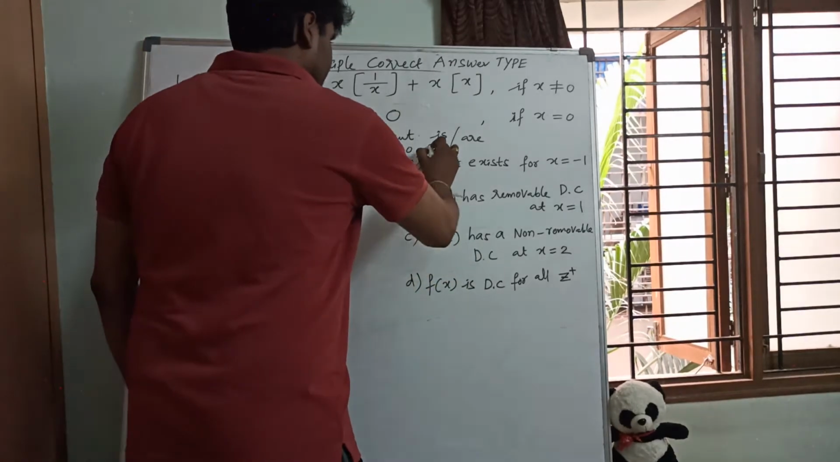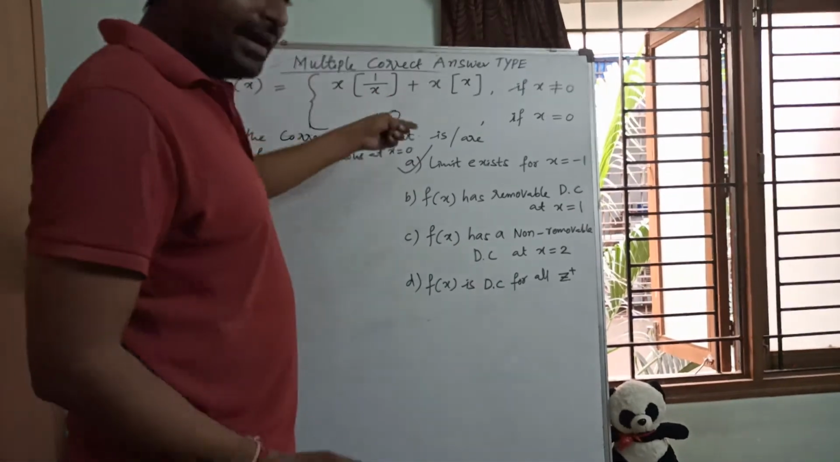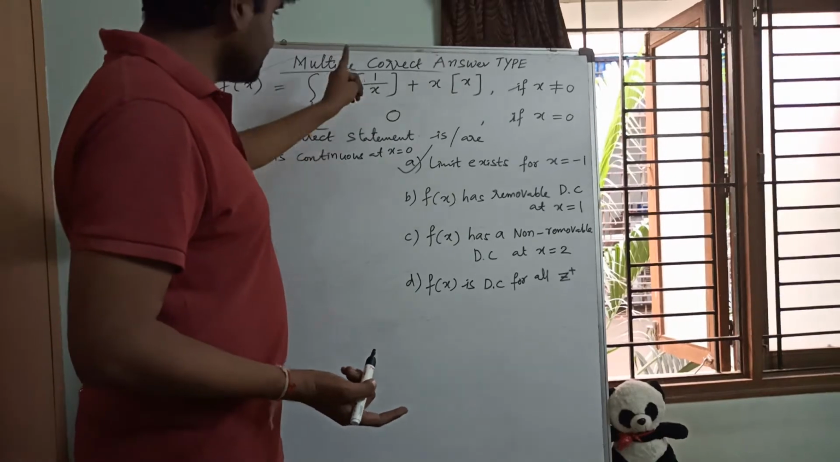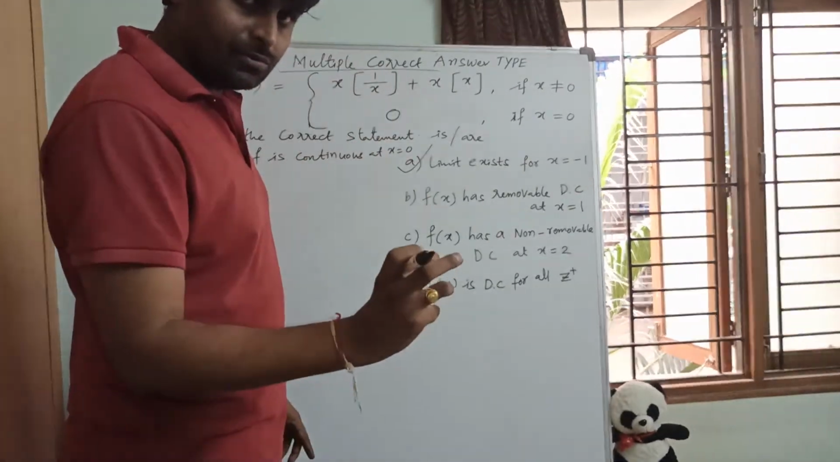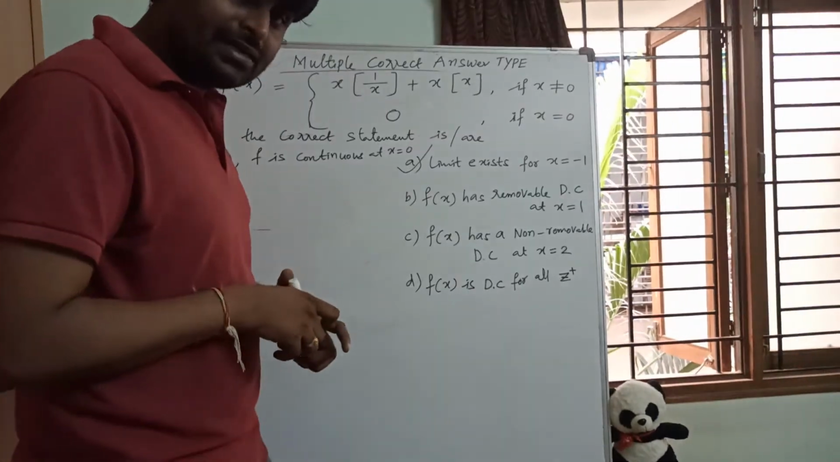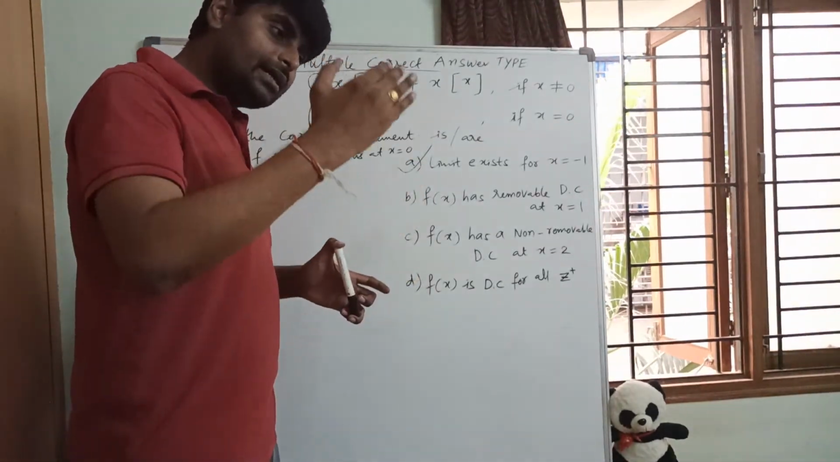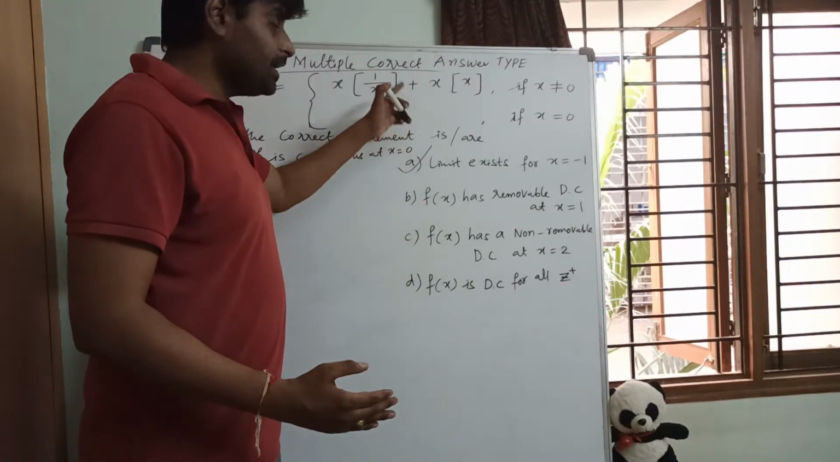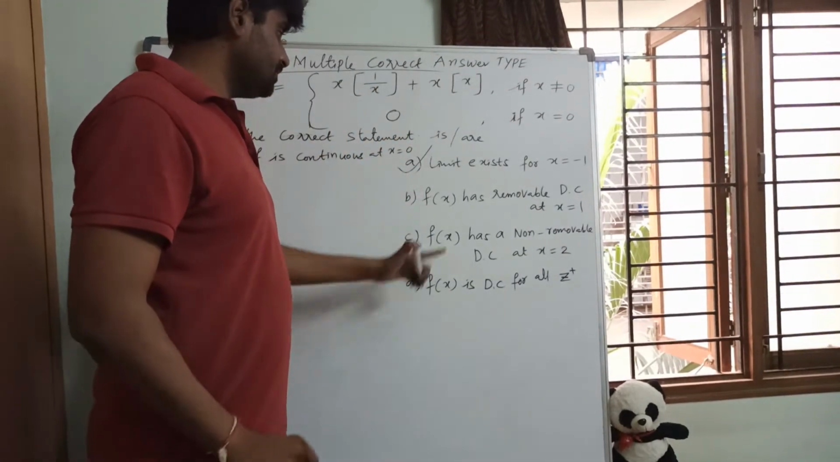So the first option is correct. So clearly by substituting minus 1, the limit exists. Whenever you get some value by substituting the limit directly in the function, it means it is defined. So the limit exists. Clear?